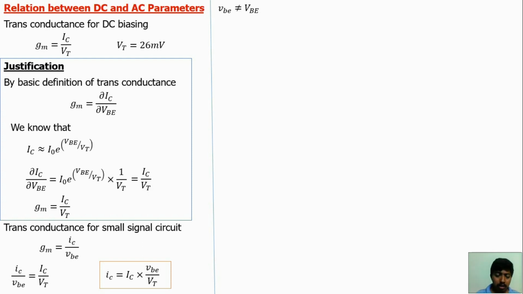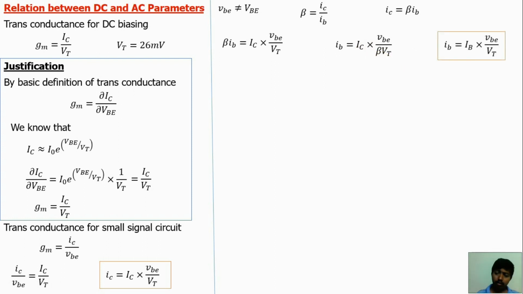Now the relations between the small ib and capital IB. We know that beta is equal to capital IC by capital IB, or otherwise small ic by small ib. Beta is same for both AC and DC current gain. So we know that ic is equal to beta into ib. Here substitute these values in this equation. We will get, instead of ic we write beta ib, is equal to capital IC into vbe by VT. So small ib is equal to capital IC into vbe by beta VT. Now IC by beta we write as IB. This is the small ib and capital IB relation.